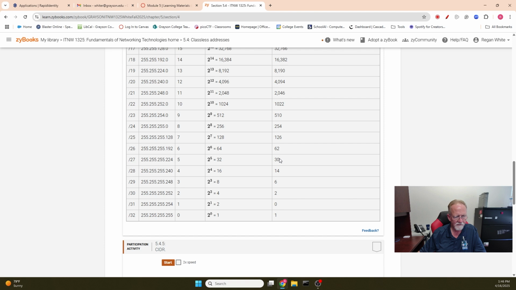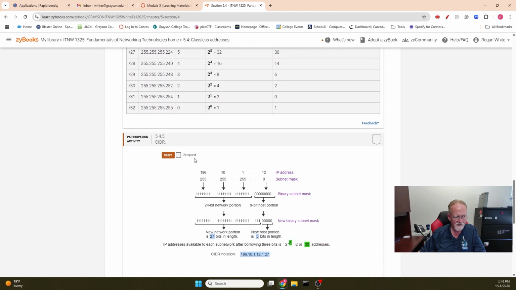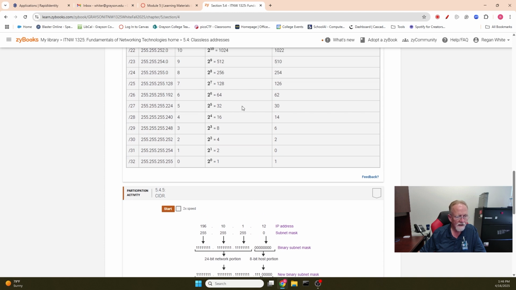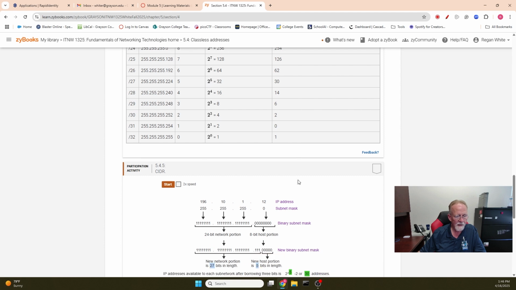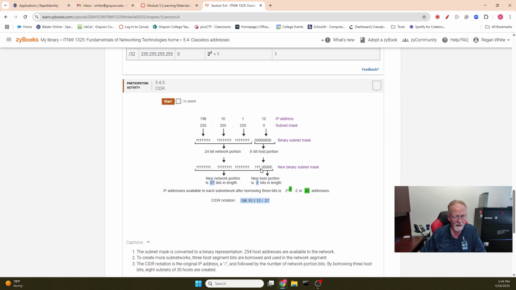Well, now we can only have 2 to the 5th, which is 32. We've really reduced the size of our network. And that's 2 to the 5th, yep, 30, because we lose 2 for the 2 addresses that we have to sacrifice. So we only can have 30 addresses. And the CIDR notation would be 196.10.1.12/27. Remember, we went from 24, we borrowed 3: 24, 25, 26, 27.